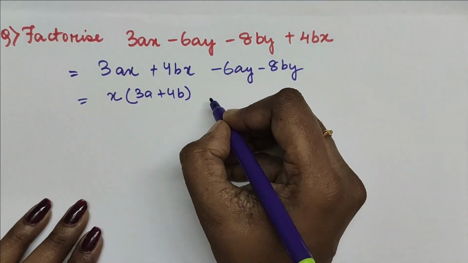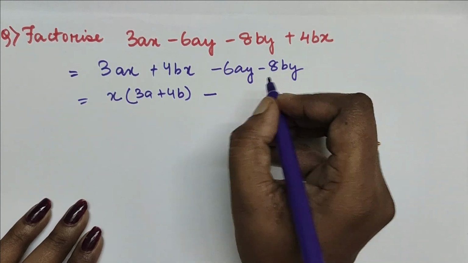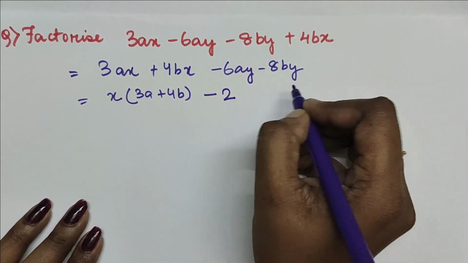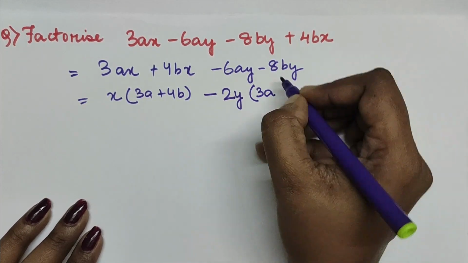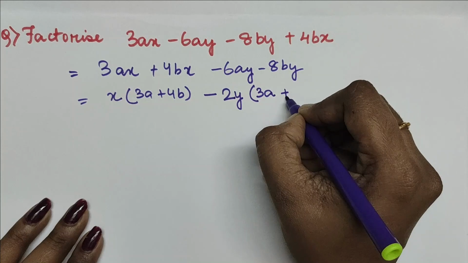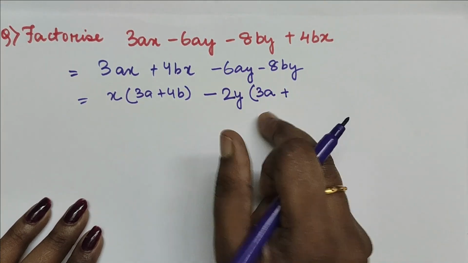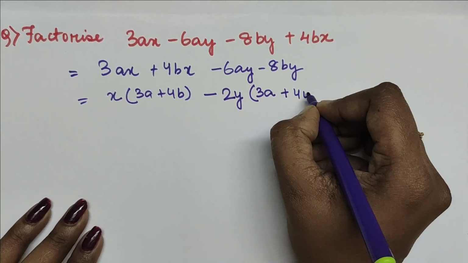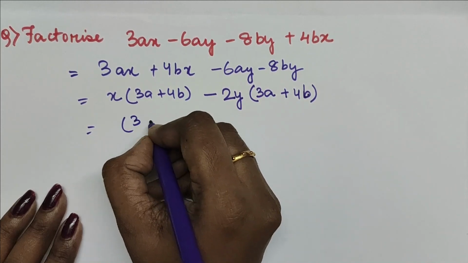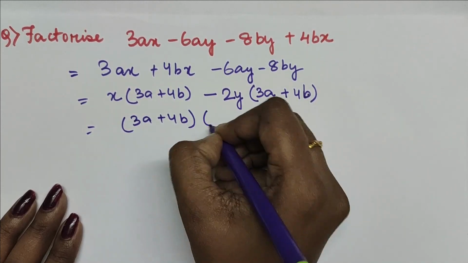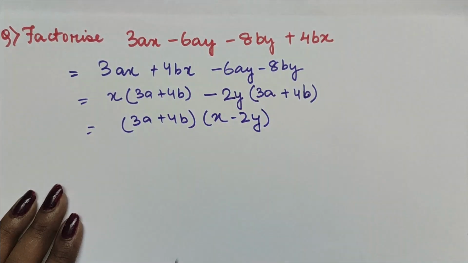this expression. Here again minus, what can be taken common? 6 and 8, so we can have the highest common number 2 out, and then y is common. Then again we are left with 3a, and here I need a minus, so I need to put a plus here, otherwise minus minus will become positive. So I need a negative, so plus here, and then 4b. So as you can see I've got the common term 3a plus 4b, and the other factor will be x minus 2y.